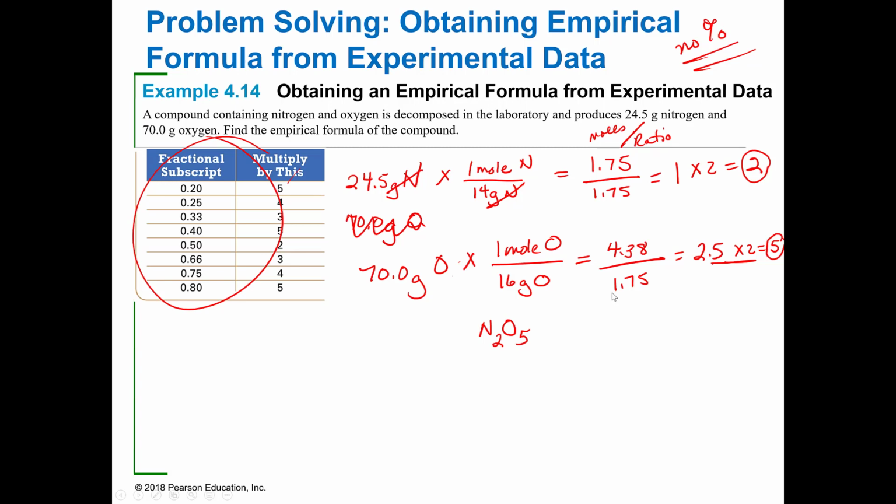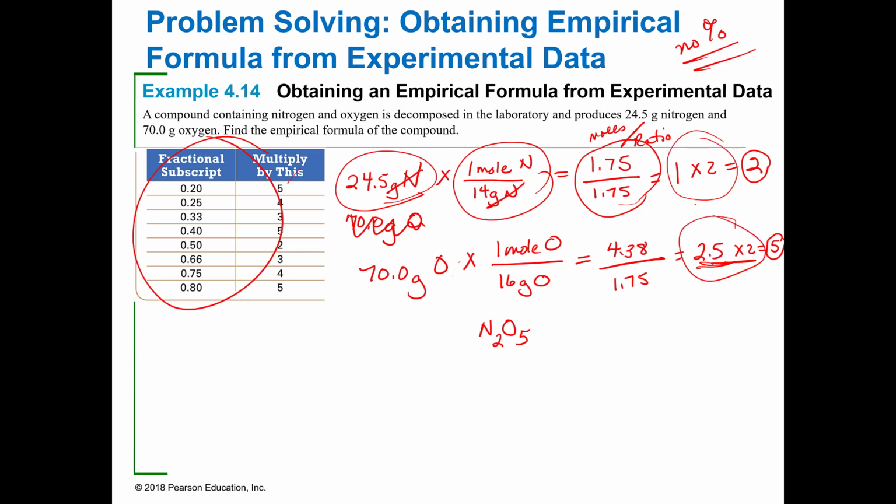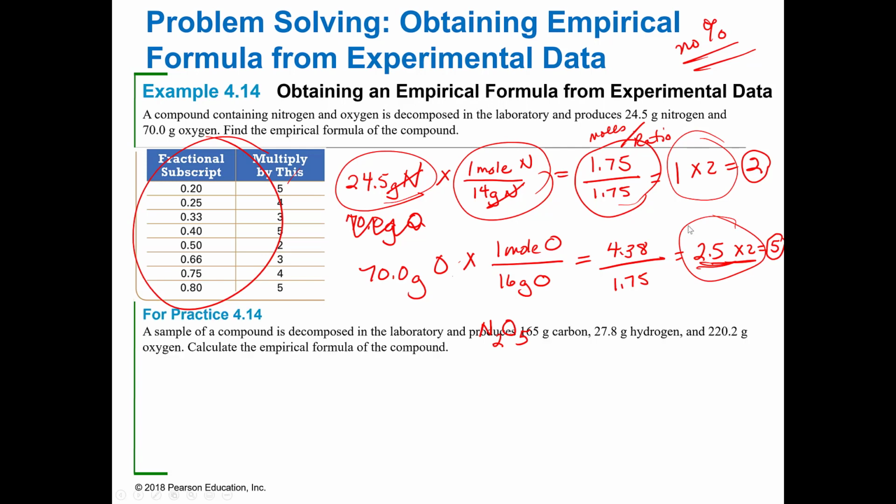Okay, so you get grams first, convert it to moles, divide by the smallest number of moles you have, and then multiply by whatever you need to get it to a whole number. In this case, it was the 2. And never fear, you've got one. This one's got 3 different things, so you'll be finding out the moles and all that of a CHO compound.